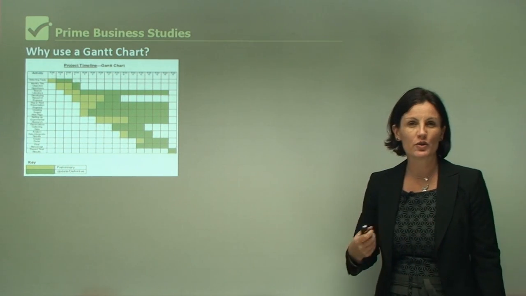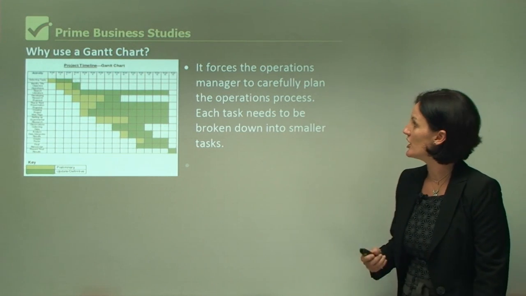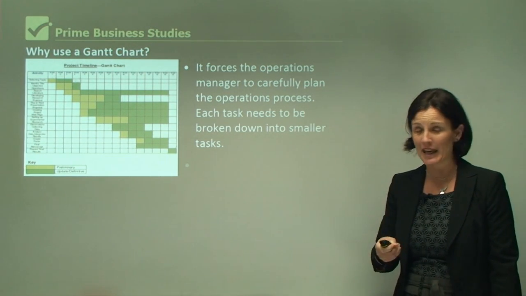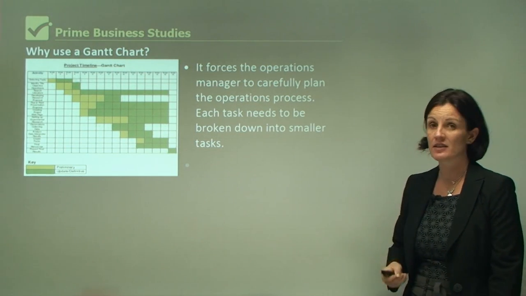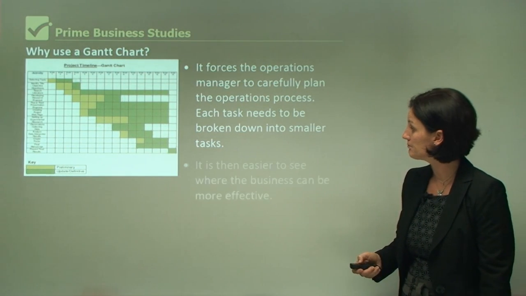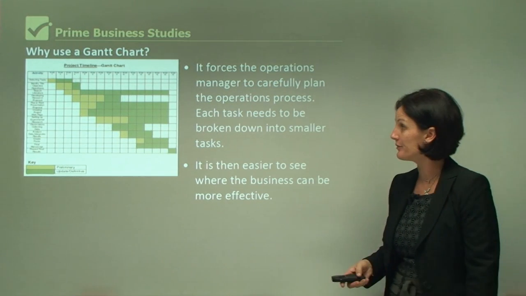Now, why would we use a Gantt chart? A Gantt chart actually forces the operations manager to carefully plan the operations process. Each task needs to be broken down into smaller tasks. It is then easier to see where the business can be more effective.